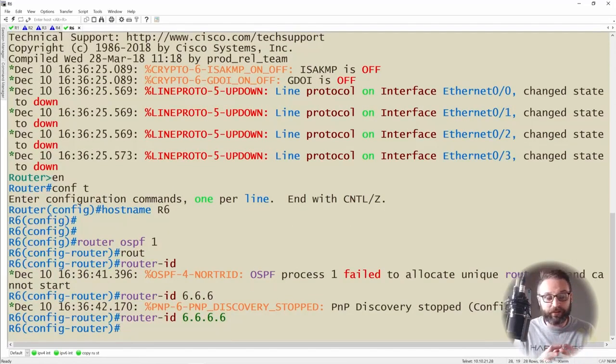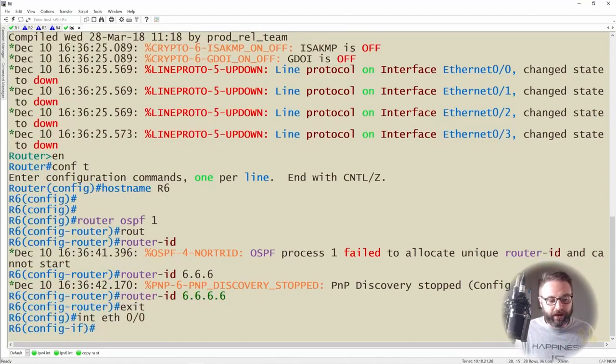Again, keep in mind, this is pretty important, that an adjacency is already brought to life at this point. So there's not going to be a new designated router election because an OSPF designated router has already been elected. The only way that 6.6.6.6 would become the designated router is if the OSPF processes were restarted across the entire topology.